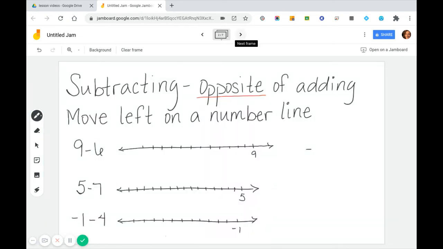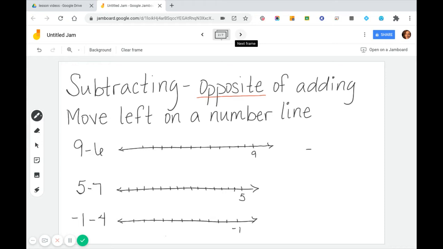So for subtracting, you guys know, I'm sure, that subtracting is the opposite of adding. It seems pretty simple and basic. But if we focus on that simple and basic idea of it being the opposite, then it'll help us as we get into the more challenging problems. A subtraction sign or a minus sign is the same thing as a negative sign. It's the same thing as an opposite sign. So you'll see that carry through on all of these problems.